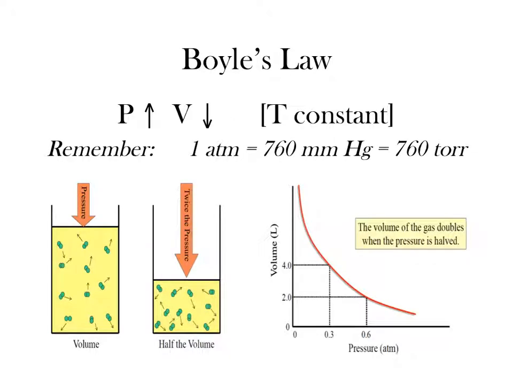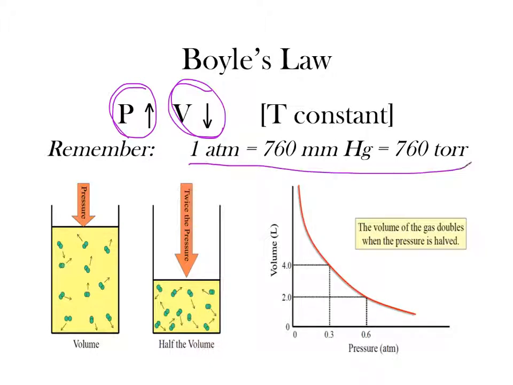Let's start with Boyle's law from Sir Robert Boyle. He was an Irish-English chemist that lived in the 1600s. He was describing the relationship of pressure to volume, and what he said was when pressure increases, volume will decrease if the temperature is constant and the temperature is held the same. So remember, 1 atmosphere is the same as 760 millimeters mercury, which is the same as 760 torr. We're going to need that conversion later, just hold on to it.